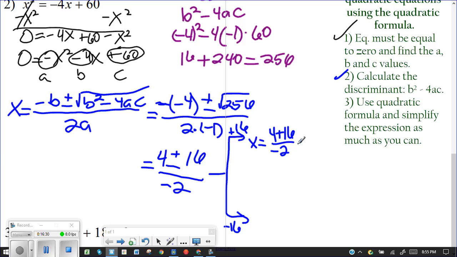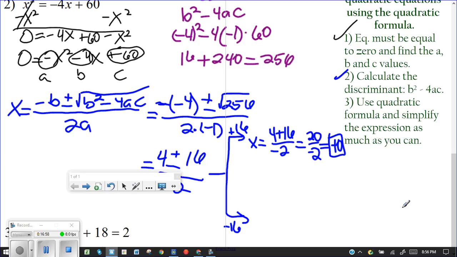Okay, so 4 plus 16 will give you 20, divided by negative 2. 20 divided by negative 2 will give you negative 10. So one of the answers is x is equal to negative 10. Now let's investigate what is the answer when the 16 is negative 16.